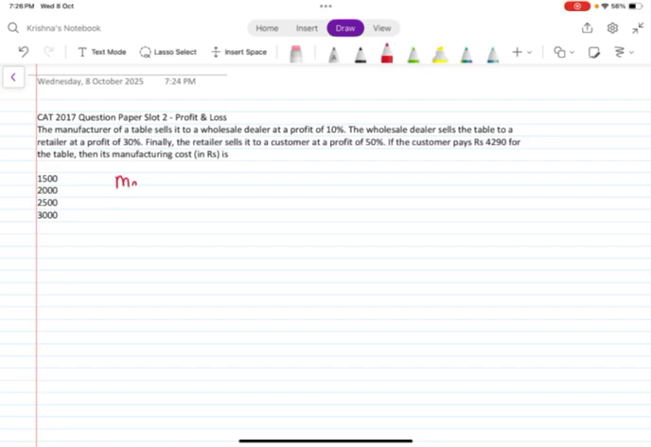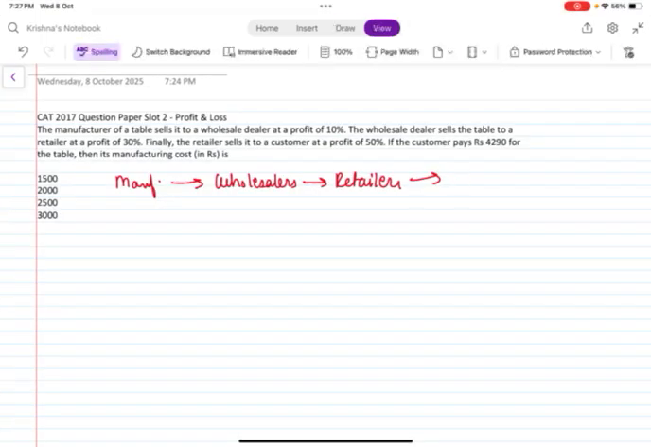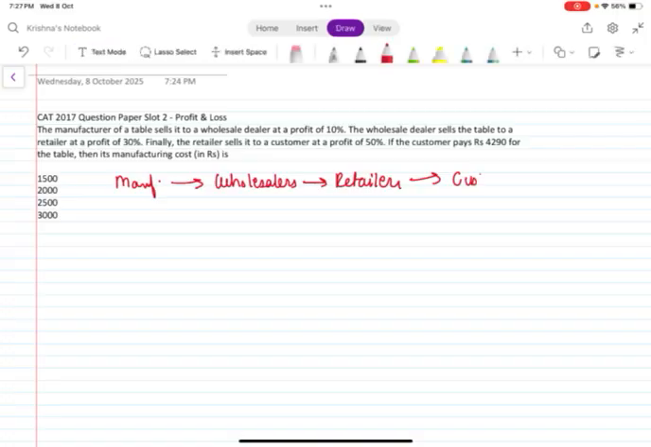So let me draw. This is the manufacturer. He sells to the wholesaler. Then the wholesaler sells it to the retailer, and then the retailer sells this to the customer. So this is the chain going on.